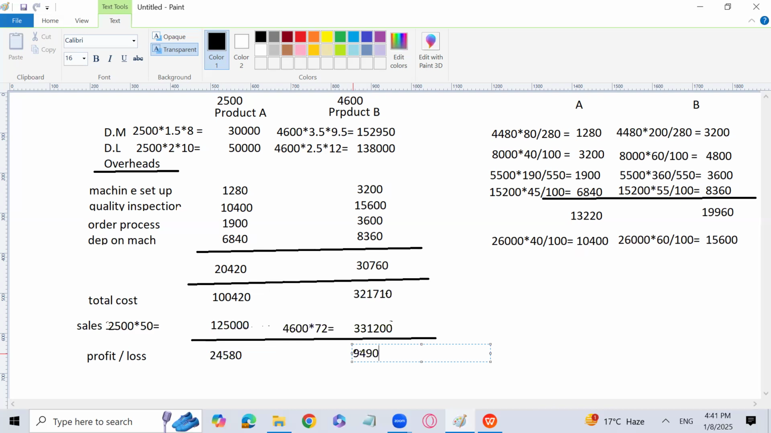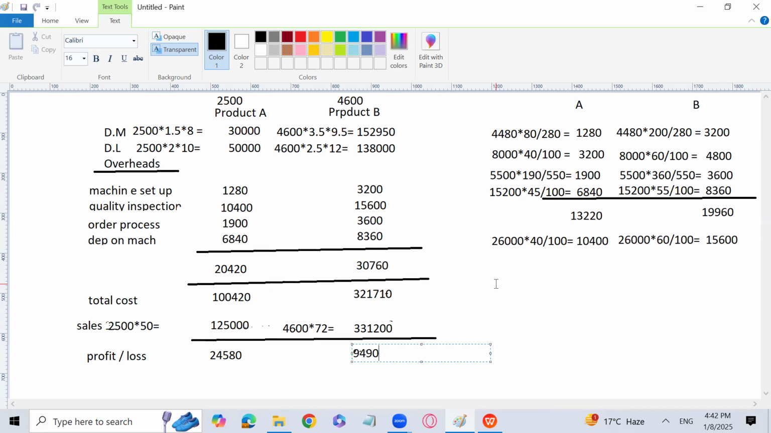Then when there will be no return, the customer relationship will improve, customer retention will improve, and the profits are already increased for both the products. It was 10,000 something for product A, but now it is 24580. And for product B, there was a loss of around 11,000, but now there is a profit of 9490 for product B also. So this is how we are done with this question.